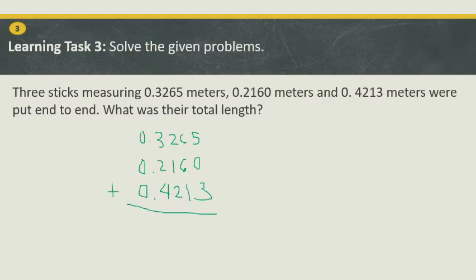So i-add natin siya. So, 5 plus 3 is 8. 6 plus 6 is 12 plus 1 is 13. So, carry 1. 1 plus 2 is 3 plus 1 is 4 plus 2 is 6. Then, 3 plus 2 is 5 plus 4 is 9. Then, copyhan natin yung decimal point and yung 0 plus 0 plus 0 is 0. So, ang answer natin is 9,638 10,000 meters.